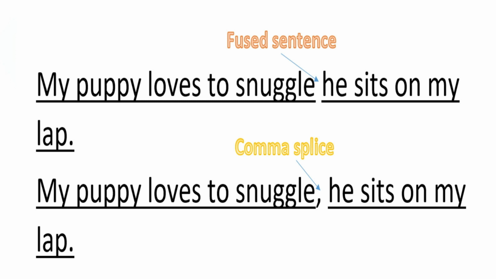Now, if you were simply just speaking this out loud, no one would know it was a fused sentence or a comma splice, or even think of it as a run-on. It would just sound like, my puppy loves to snuggle, he sits on my lap. But when you write something like this, you do need to make clear those boundaries.